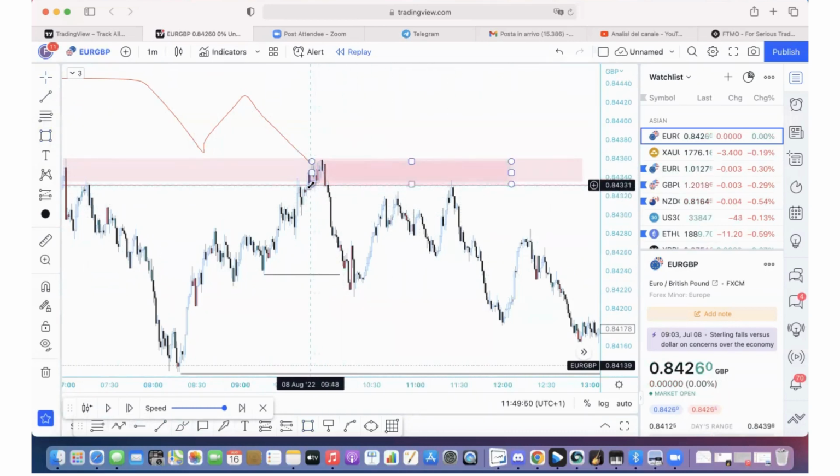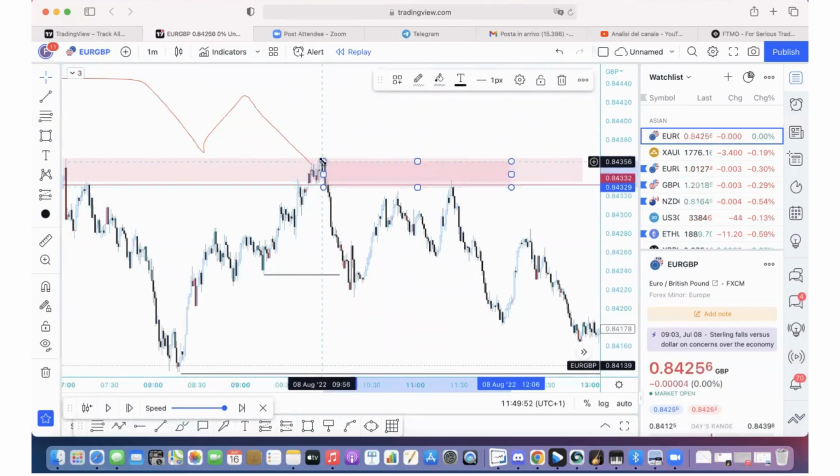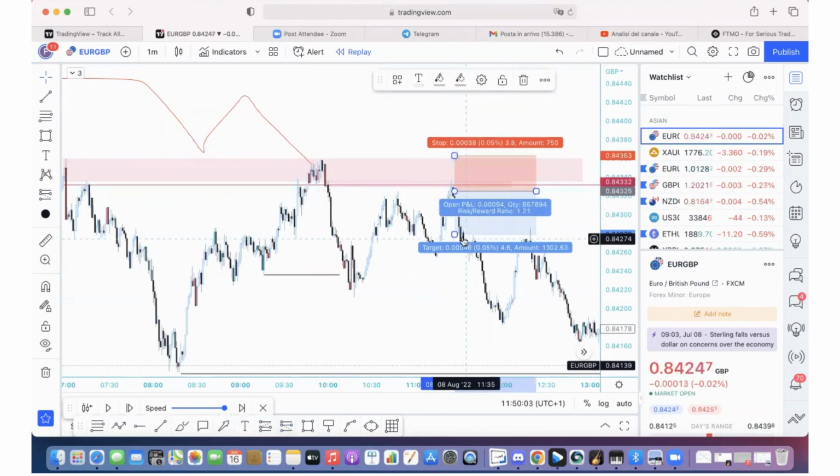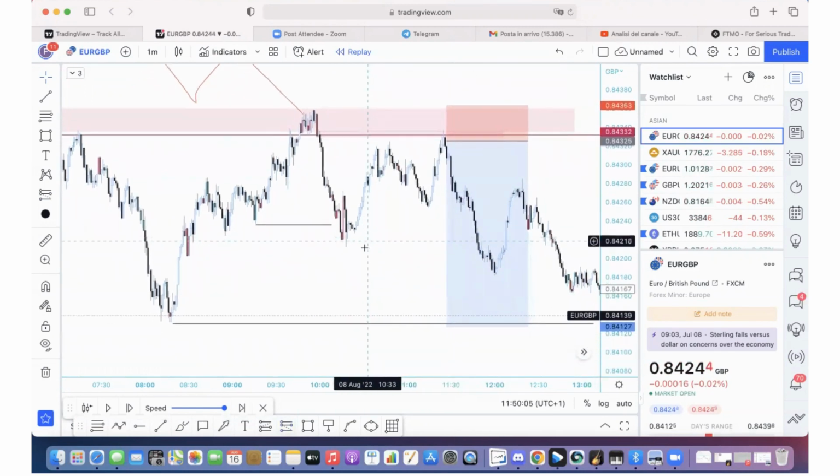Now let's say that you enter from this lower order block here. Maybe it's not that perfect of an entry, but you have a very good entry here. You would put your stop loss above the order block, right? Yeah. Okay, great.